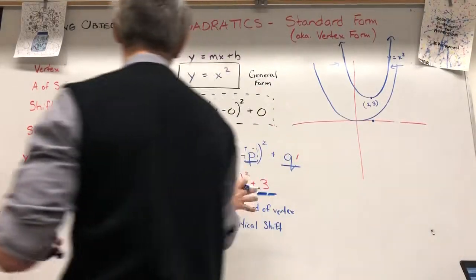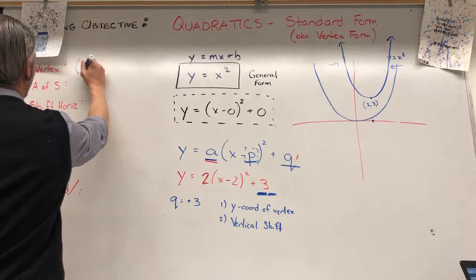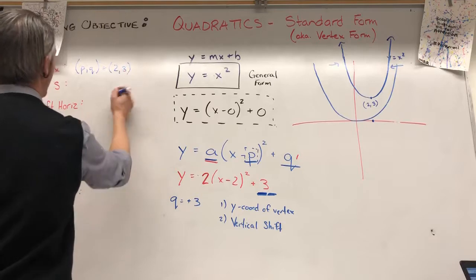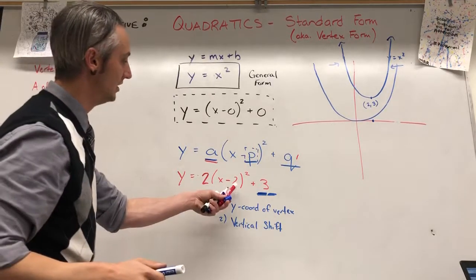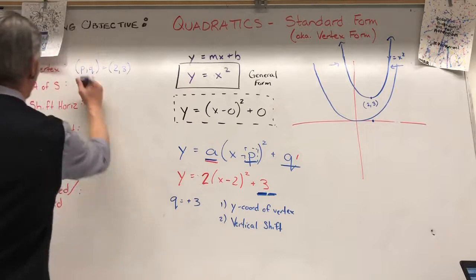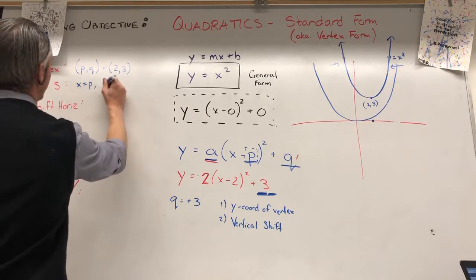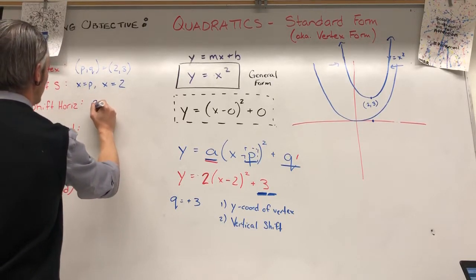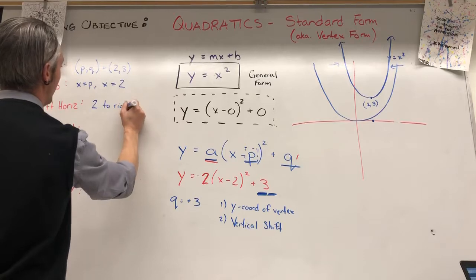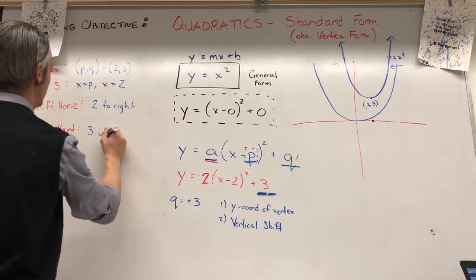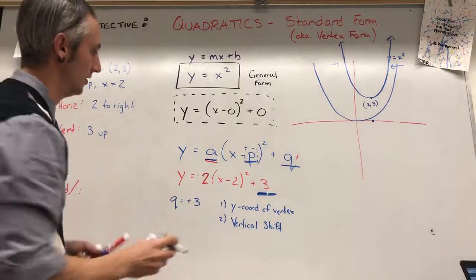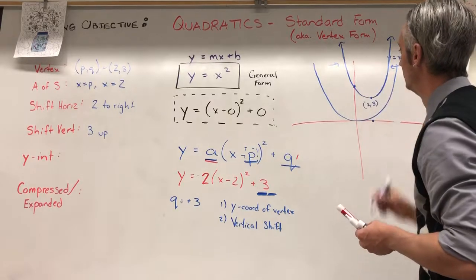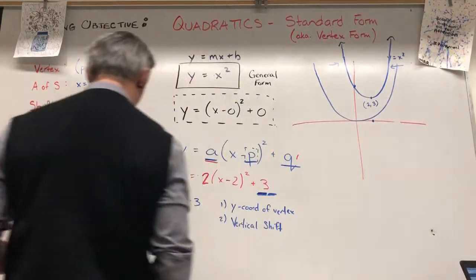And so I could take this and right off the bat I know that my vertex is PQ, so it is positive 2, 3. And then I know that my axis of symmetry occurs around the P. So it occurs at x is equal to P, so my axis of symmetry is x is equal to 2. I have a shift horizontally 2 to the right, or to the more positive. I have a shift vertically 3 up. My y-intercept for this one will occur when x is equal to 0. I can't really tell from here, so I'll have to actually do a little bit of math to figure that out.